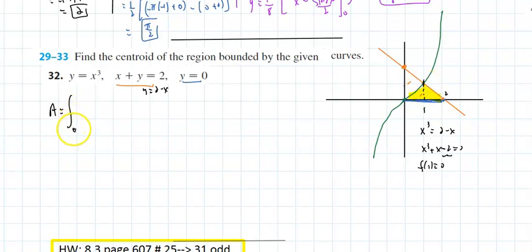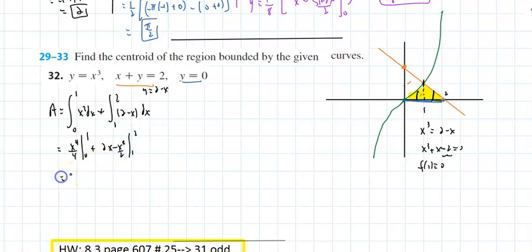Area is going to be the integral from 0 to 1 of top minus bottom, that's x cubed dx, plus the integral from 1 to 2. And here you'll be looking at the top, 2 minus x dx. The area is actually x to the 4th over 4 from 0 to 1, plus 2x minus x squared over 2 evaluated from 1 to 2.